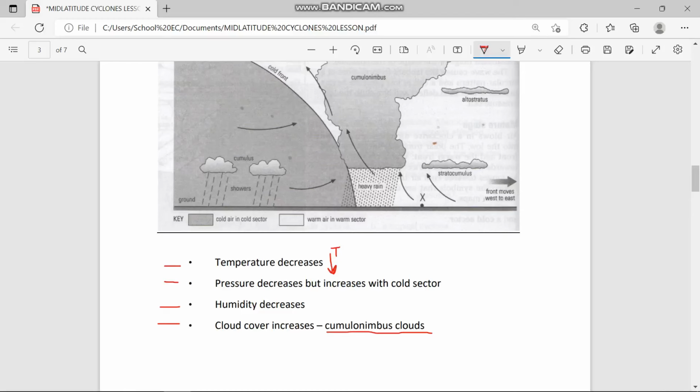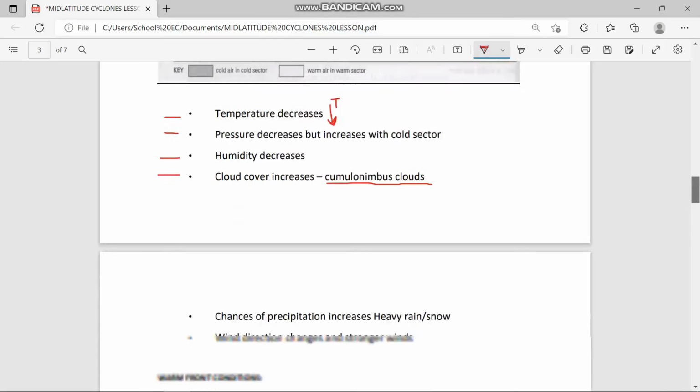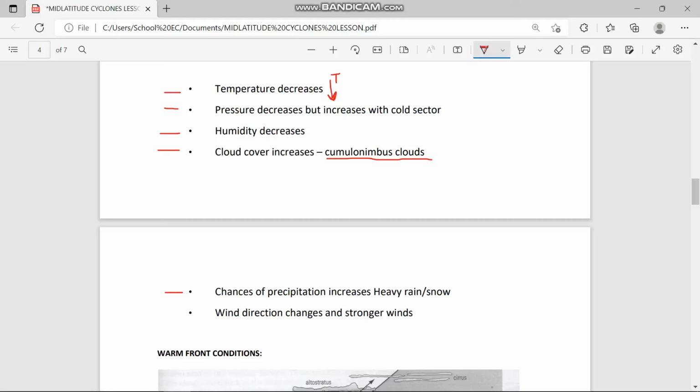Yes, that's how it goes under the cold front conditions. I think we have two. Under cold front conditions, chances of precipitation increase. We have these cumulonimbus clouds being formed, so chances of precipitation increase, heavy rainfall can be received, or snow, even though it's winter, guys. In winter, snow is possible because this air is very cold and dominant.